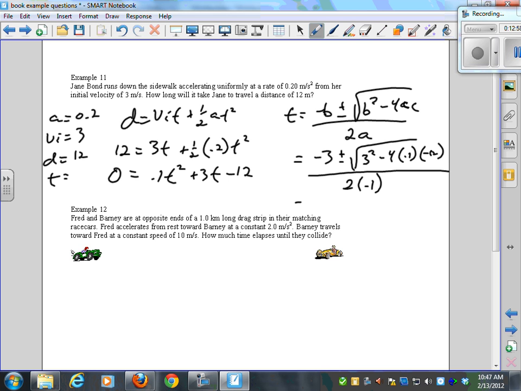What's your the 4 negative 1? The 0.1, right? The a is 0.1. Oh, minus. I need more ruler. Wait, what's C? C is minus 12. Oh, 4ac, George. Yeah.